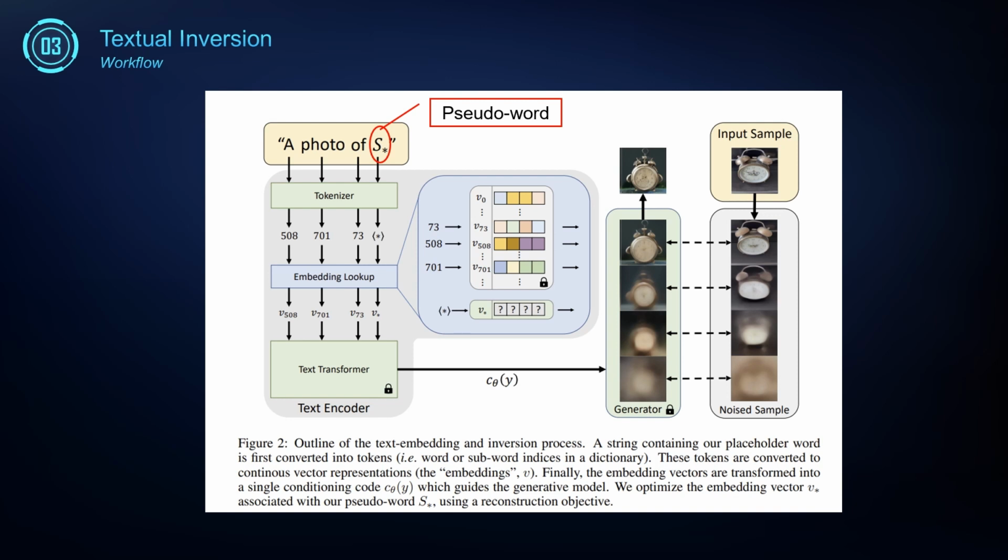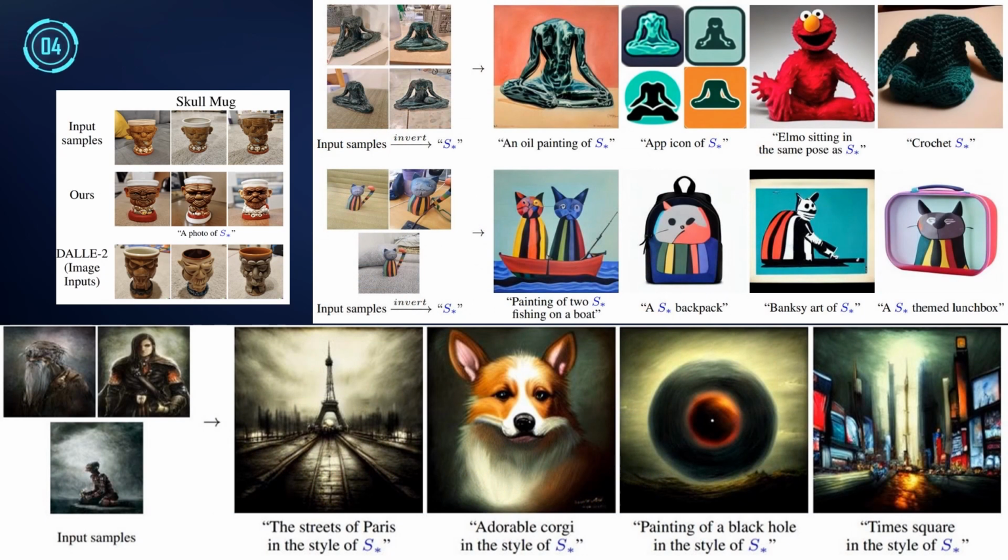models. They consider the first stage of the text encoding process, as shown in the figure. Here, an input string is first converted to a set of tokens. Each token is then replaced with its own embedding vector, and these vectors are fed through the downstream model. The goal is to find new embedding vectors that represent new specific concepts. Let's now look at some key results from the study.